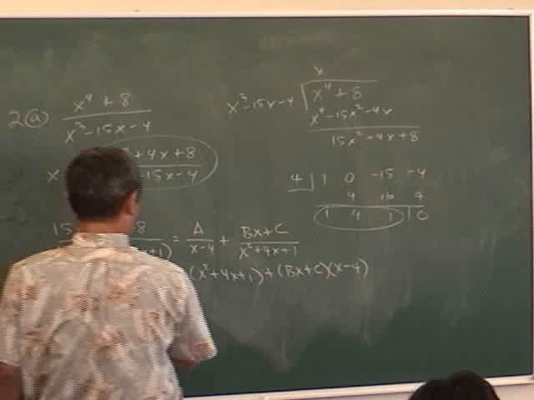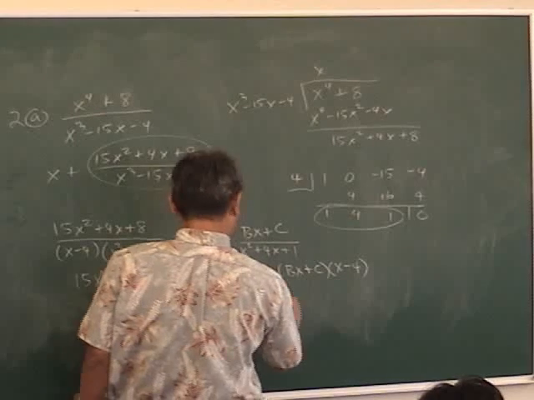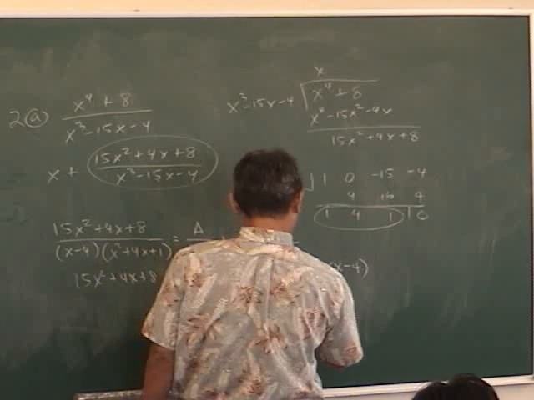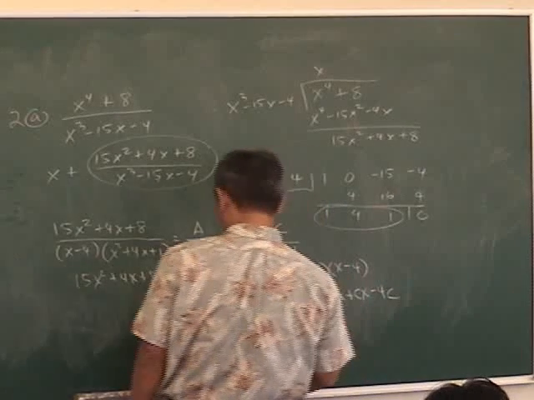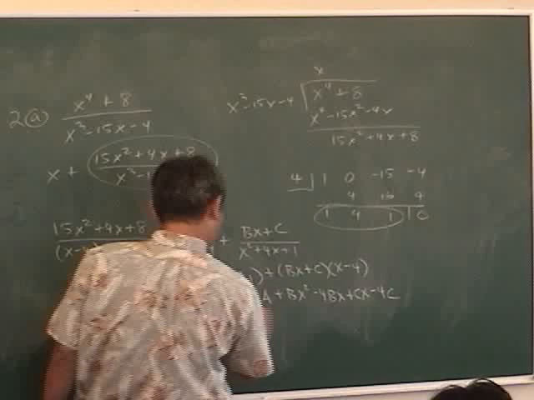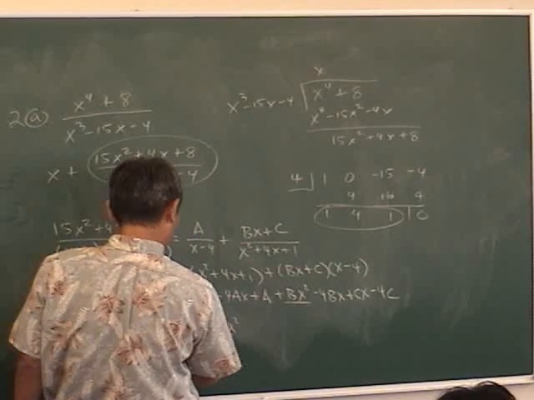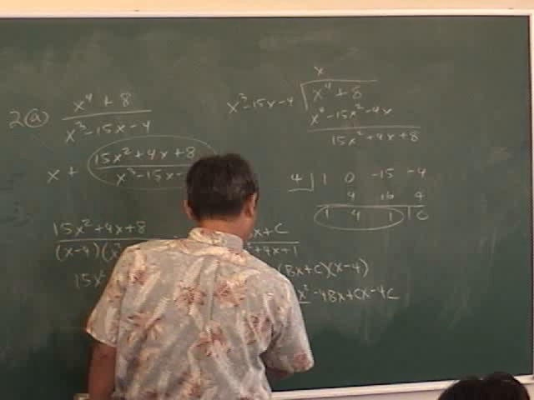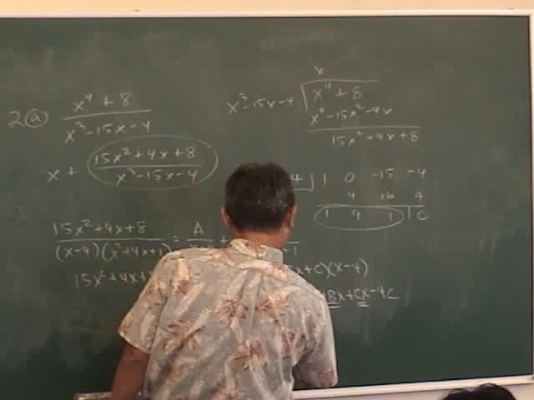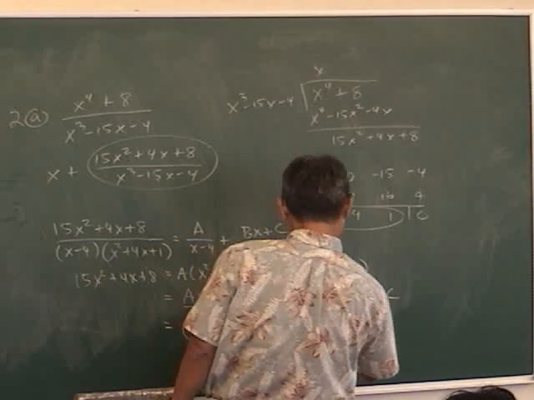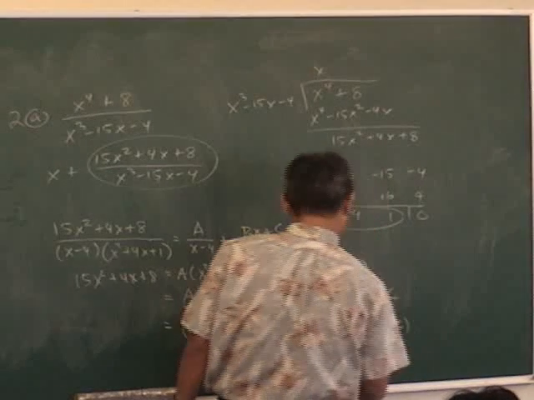Okay, so multiply it all out. Ax squared plus 4ax plus a plus bx squared minus 4bx plus cx minus 4c. So there's two x squared terms, so if I factor out the x squared, you get a plus b. And then there's three x terms, so that's 4a minus 4b plus c times x. And the constants are simply a minus 4c.